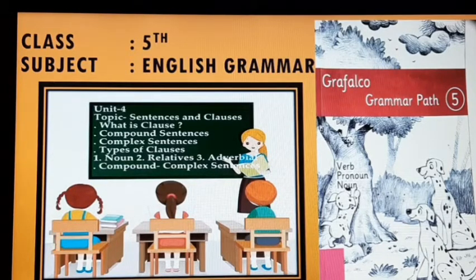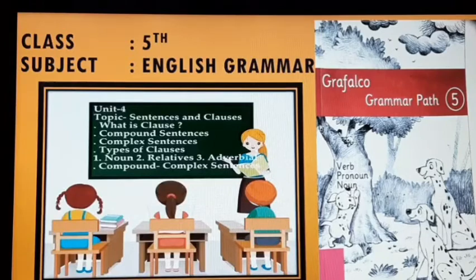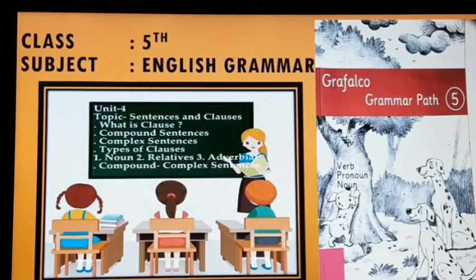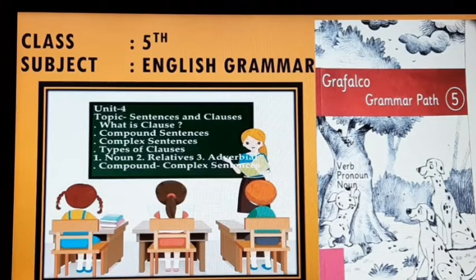Then types of clauses. There are three types of clauses: noun clauses, relative clauses and adverbial clauses. We will try to understand these three types of clauses with the help of very good examples, and at the very last we will see compound with complex sentences.